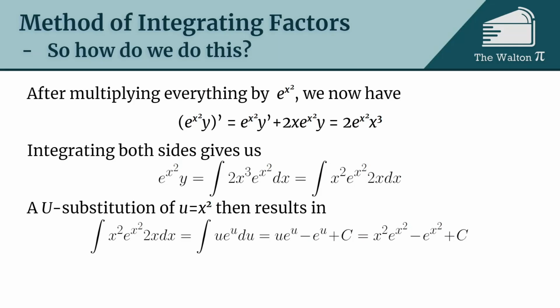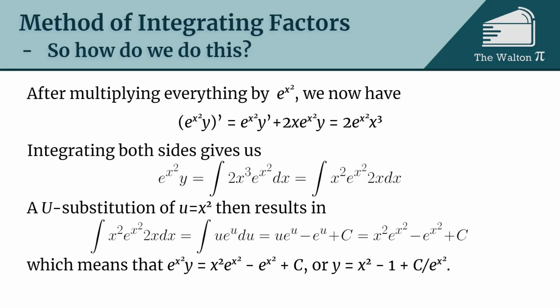which then if we replace u equals x squared again, we get x squared e to the x squared minus e to the x squared plus c, which means that e to the x squared y is equal to x squared e to the x squared minus e to the x squared plus c, and if we then divide everything by e to the x squared, we get y equals x squared minus 1 plus some constant divided by e to the x squared. And that is our solution to this differential equation.